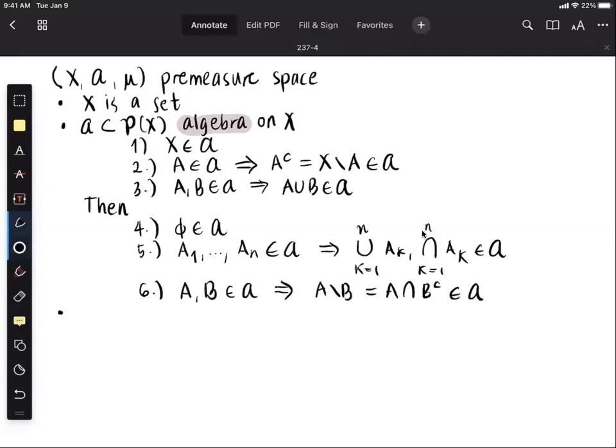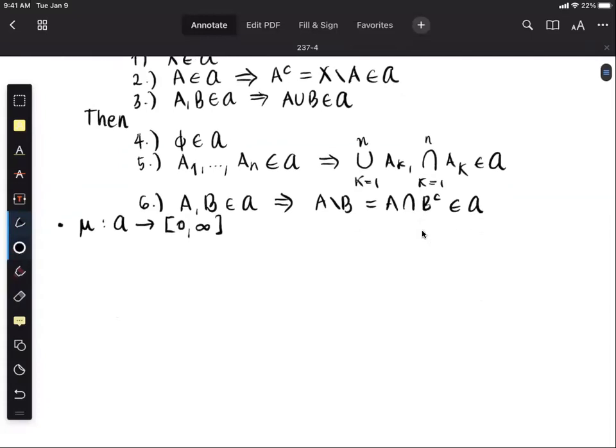Finally, the function mu is defined on the algebra to the set of extended real non-negative numbers. So here we allow an infinite value of the pre-measure. For instance, you can think of the counting measure. If your set is infinite, then the counting measure is also infinite. So this is a pre-measure on the algebra on the set X.